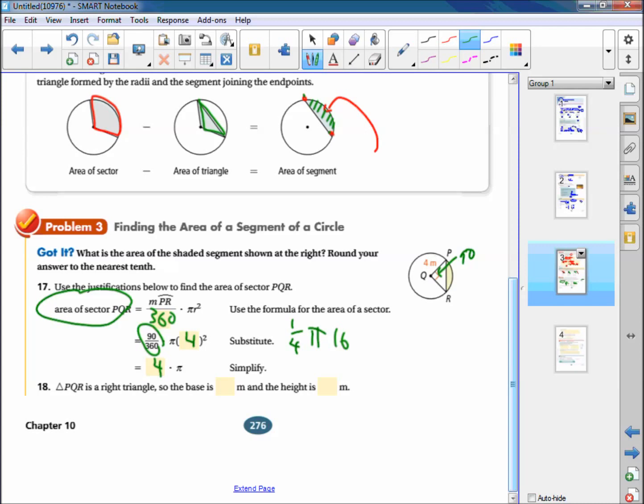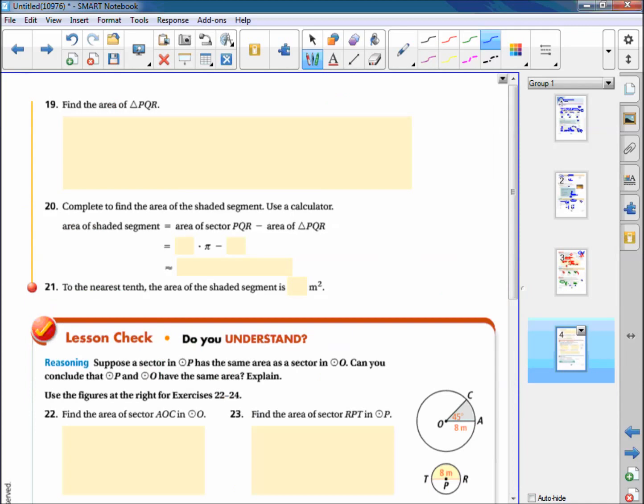Now, PQR in here is a right triangle. So now we're going to find the area of just the triangle parts. We can subtract them. It's a right triangle, and it has a base and height that are both the same numbers. So the base and height are both 4. All right, we have to flip it over to the next page here. So find the area of triangle PQR.